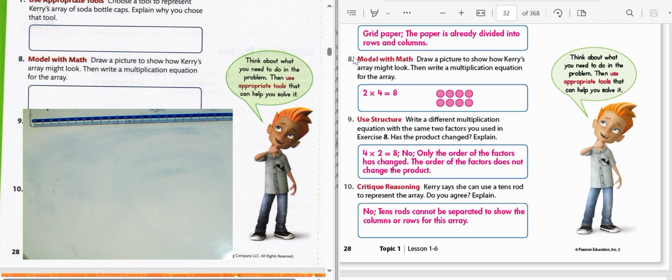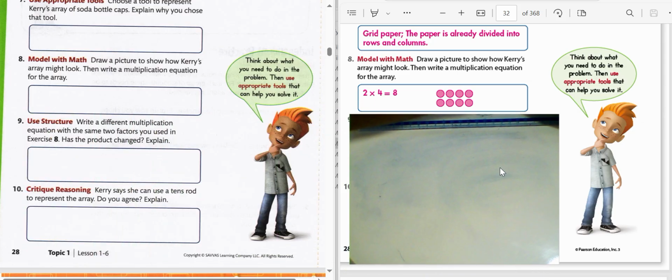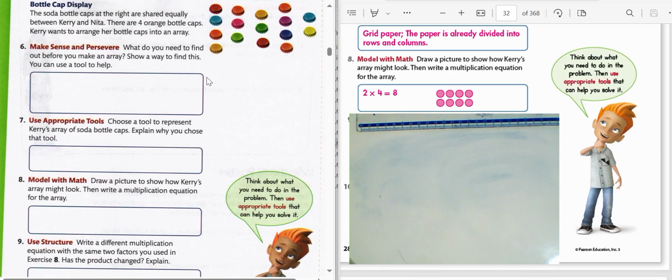We have here this question: model with math. Draw a picture to show how Kerry's array might look. Then write a multiplication equation for the array. We have 2 times 4 equals 8. Why? The total here was 16. 16 divided by 4 equals 4. Now he asked about the array. 2 times 4 equals 8.